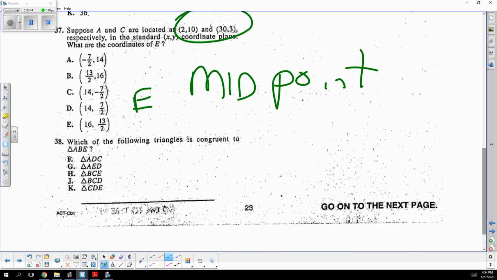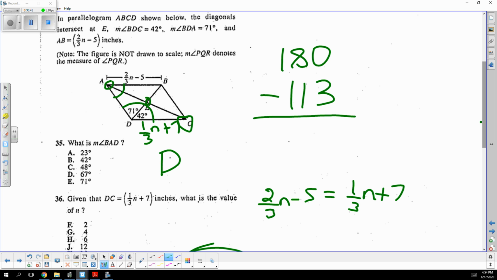Pretty cool, huh? And which of the following is congruent to ABE? The one at the bottom. It's actually CDE.